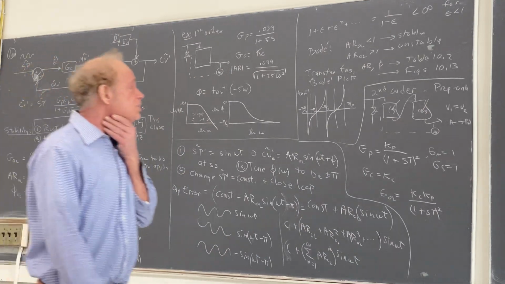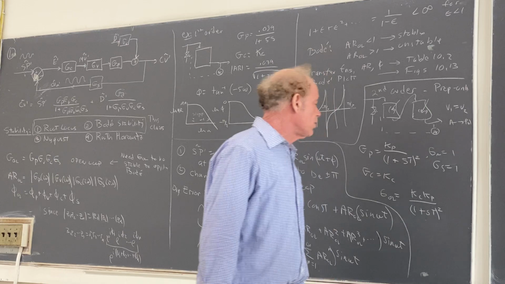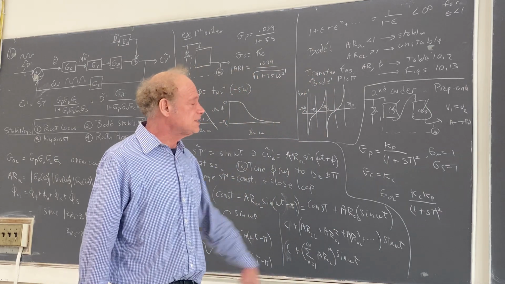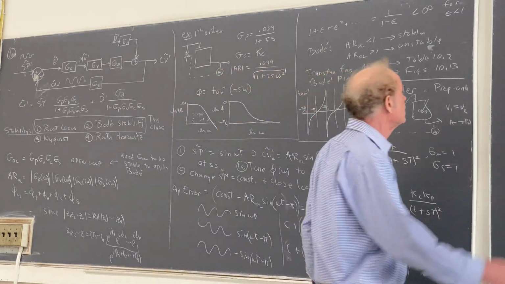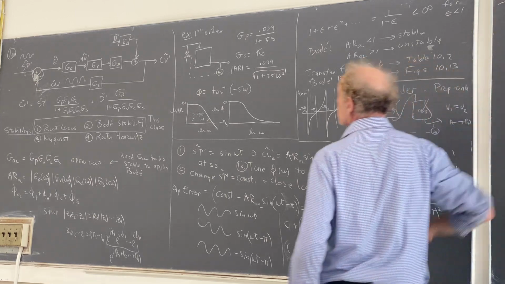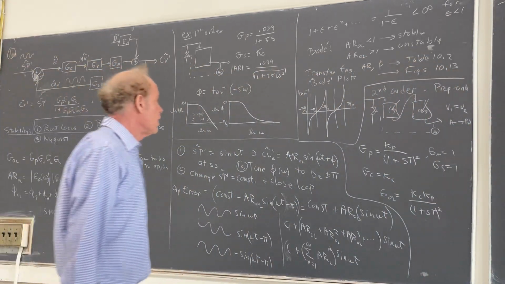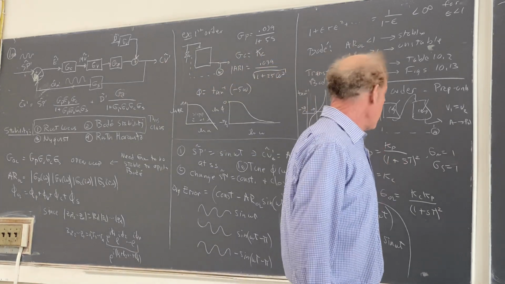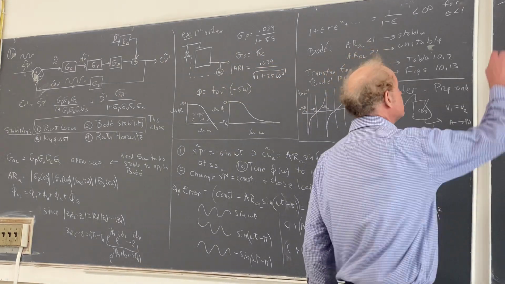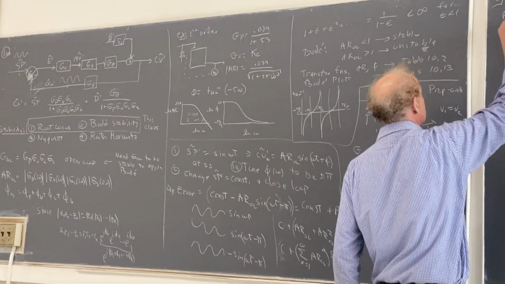Now, let's just look at the second order part of the process. So let's look at this particular quantity. So I'm just going to look at the open loop here. I'm not going to look at the closed loop. Okay, so what do we have for the amplitude ratio and for phi?